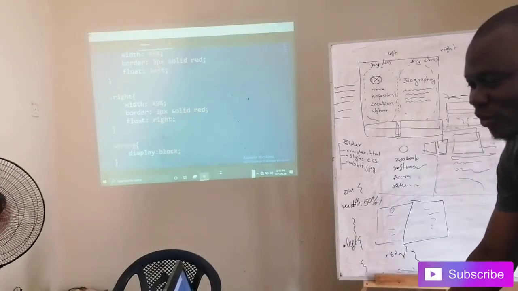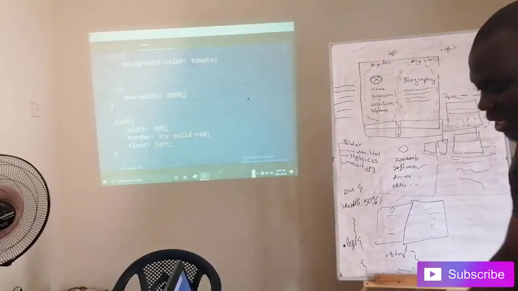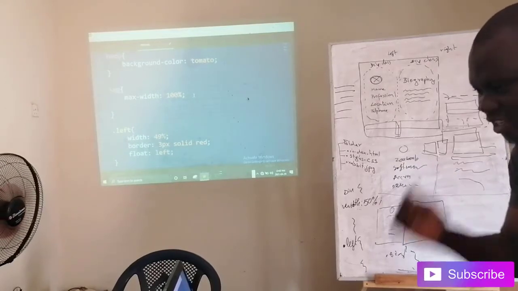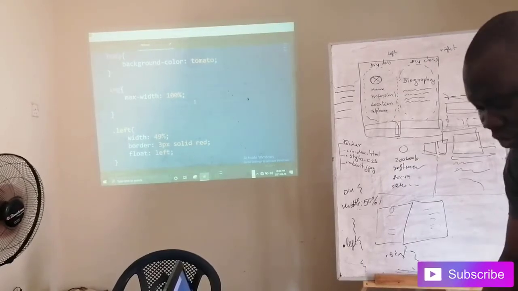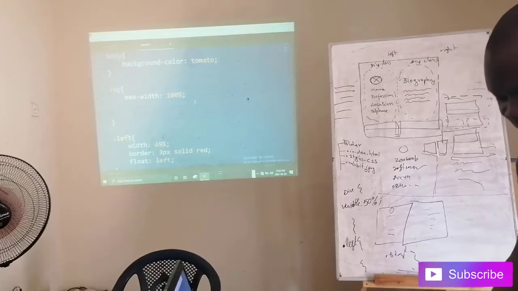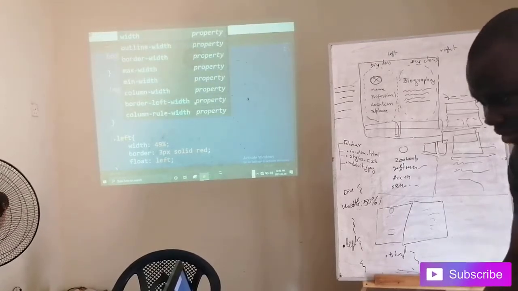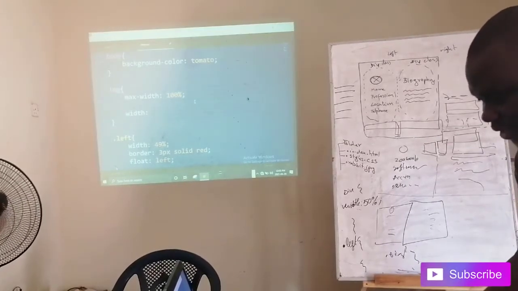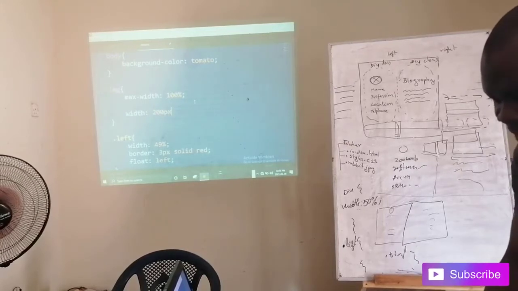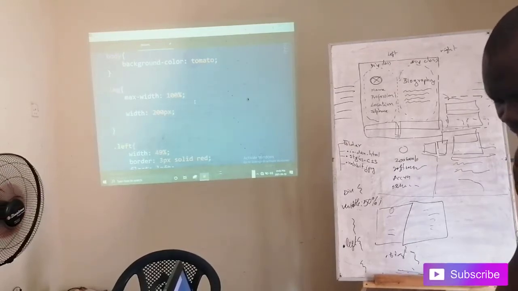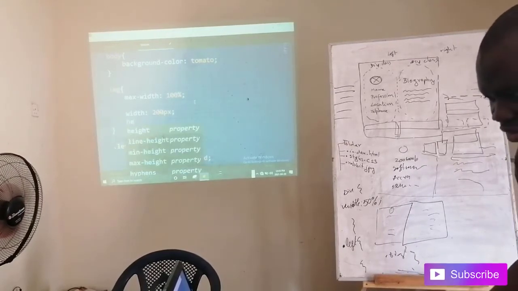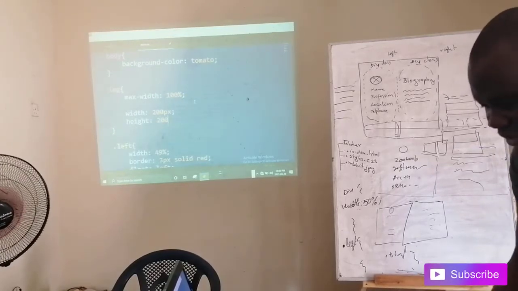So now the next thing we are going to work on is to go back to the image tag. We want the width to be squared so that we can make it round. So we'll make the width, let's say, 200 pixels. That was the unit I used yesterday. And the height too, we make it 200 pixels as well.